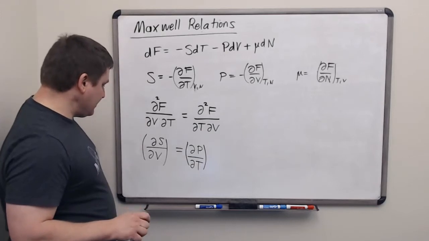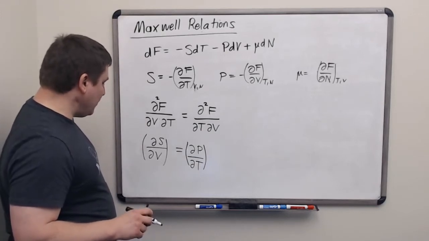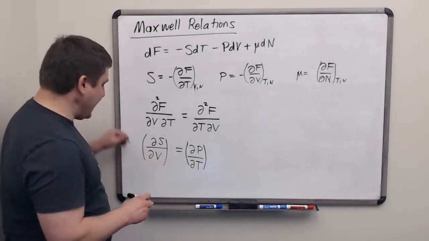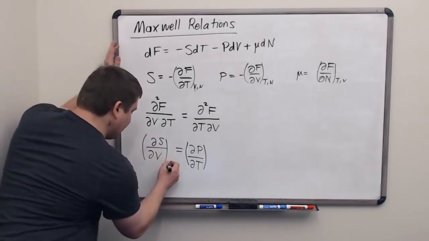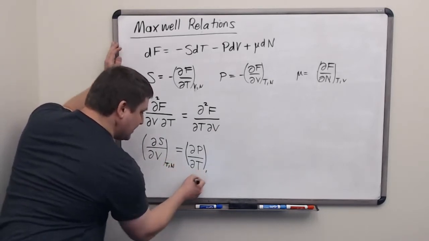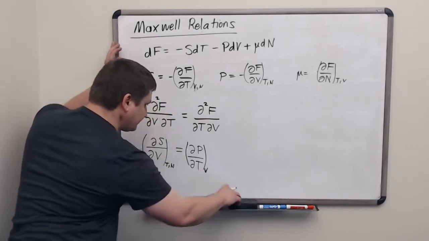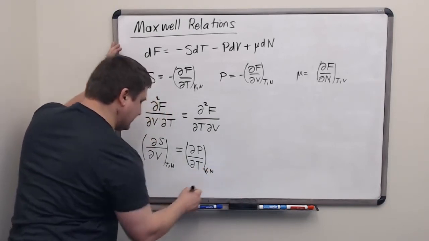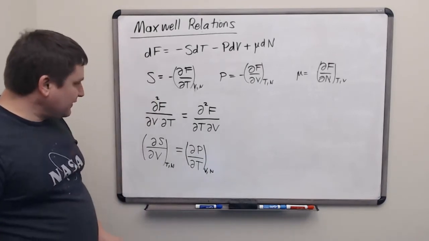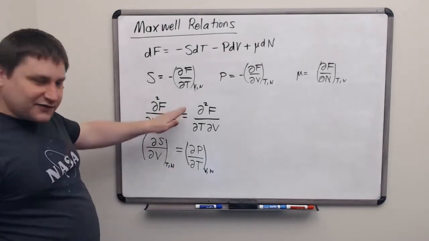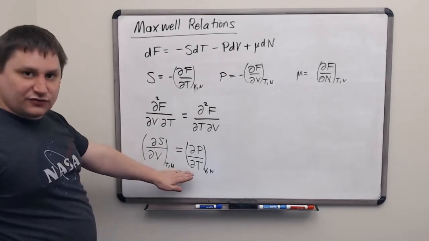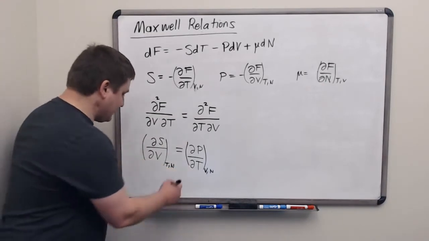And before we finish, let's make sure we know what variables are held constant. So this was S with respect to volume, while T and N were held constant. And this was P with respect to temperature, while volume and number were held constant. So this relationship here of second derivatives turns into something that doesn't look so trivial. What is this equation telling us?